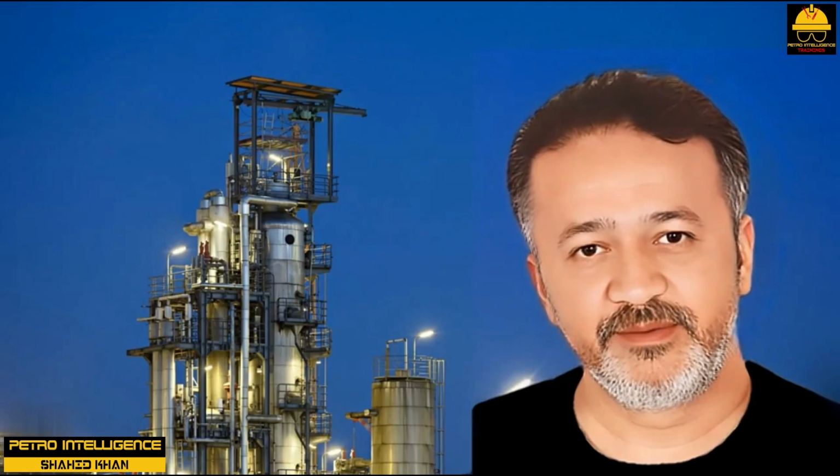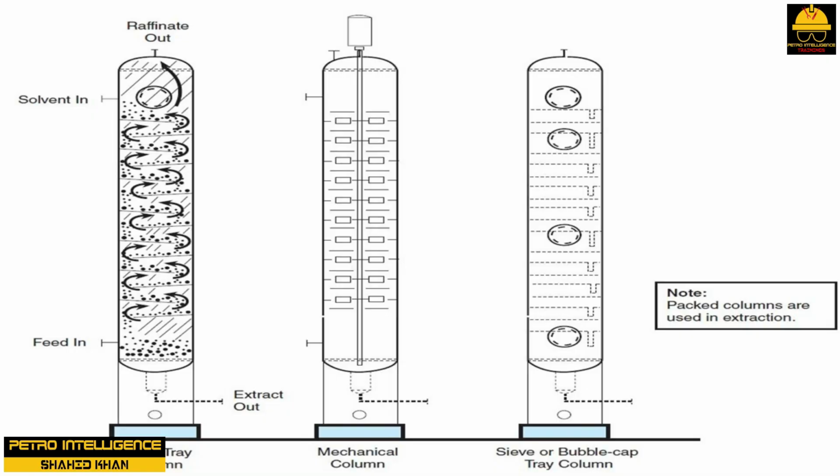Extraction columns. From the previous section, we have seen that an efficient extraction column should provide for continuous countercurrent flows. It must provide some means of mixing the solvent with the feed and yet allow the raffinate and extract to settle out. There are 3 main classifications of extraction columns, which are designed for this purpose: packed columns, tray columns, and mechanical columns.